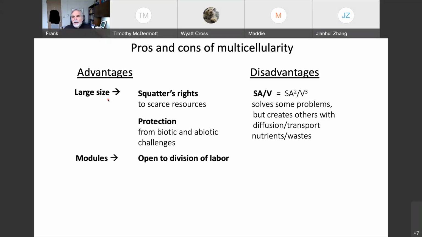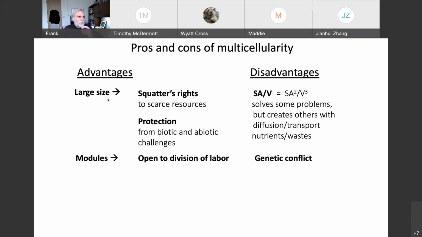But there are disadvantages. So yes, large size solves some problems, but it creates others with respect to the surface area to volume ratio, the former the square, the latter, the denominator here, the cube. This creates problems for diffusion and transport. And so organisms that become large multicellular organisms have to invent some sort of a circulatory system or open themselves up internally to the external environment in order to bring nutrients in and to let wastes diffuse out.